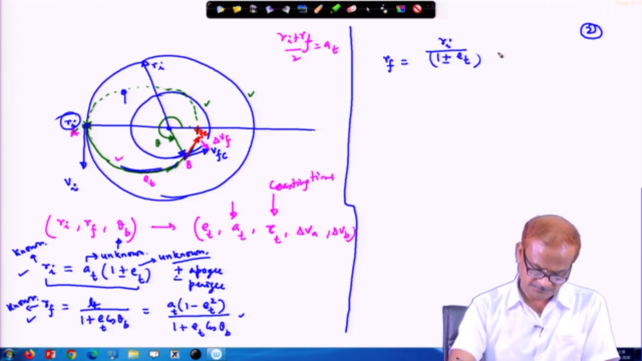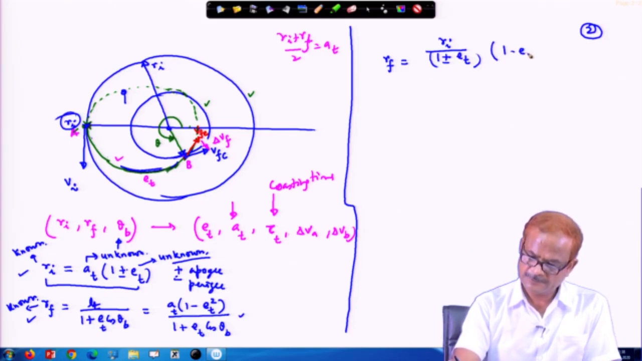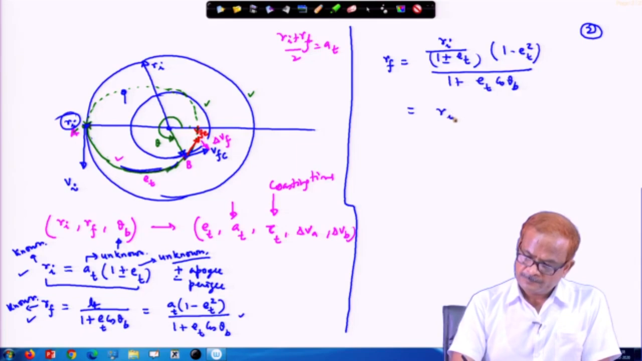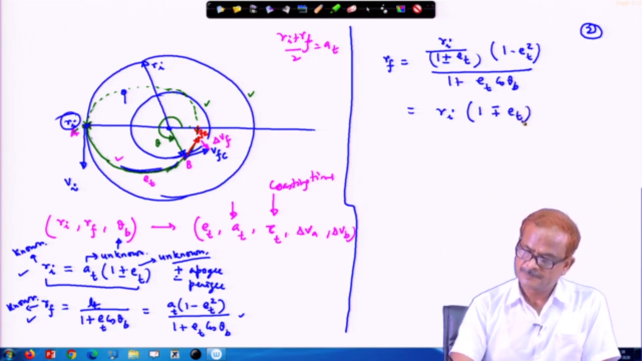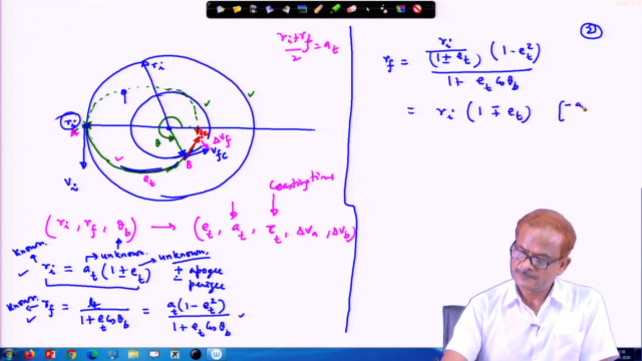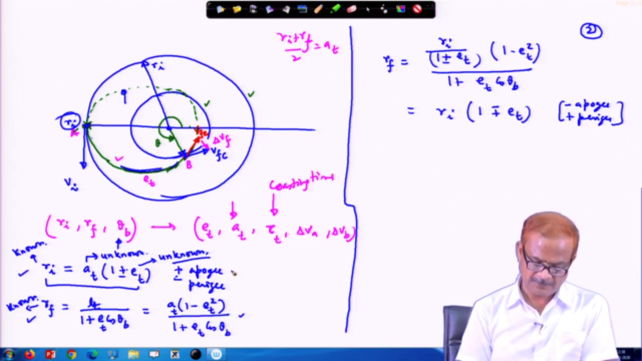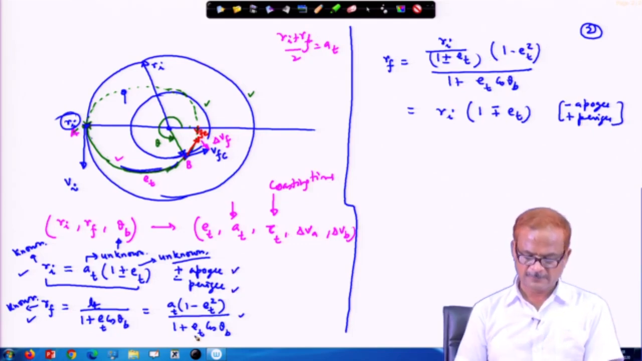So, this we can write as r_i divided by (1 plus or minus e_t), times (1 minus e_t squared) divided by (1 plus e_t cos theta_B), which can be written as 1 minus or plus e_t, minus for apogee and plus for perigee. This is because of the division, okay. Here the upper one was apogee and the lower one was perigee.